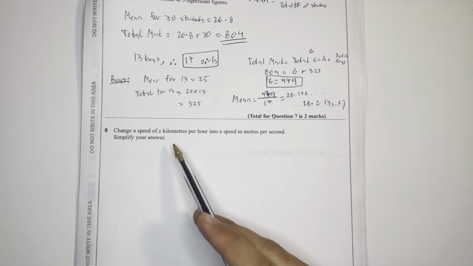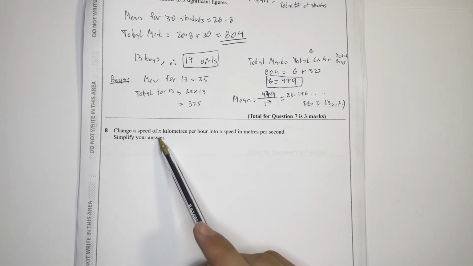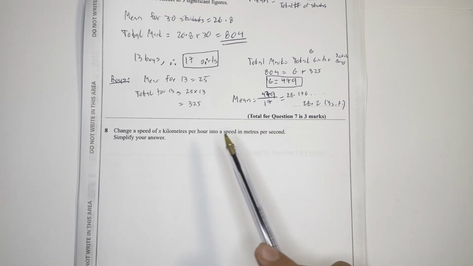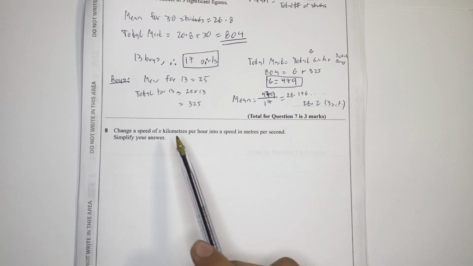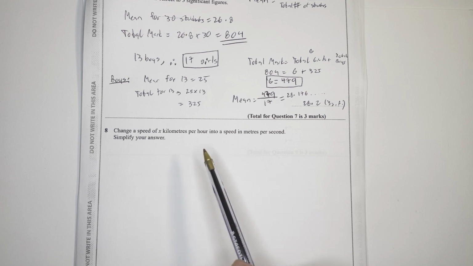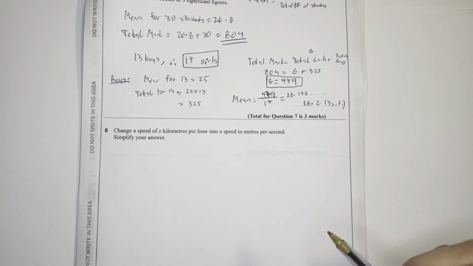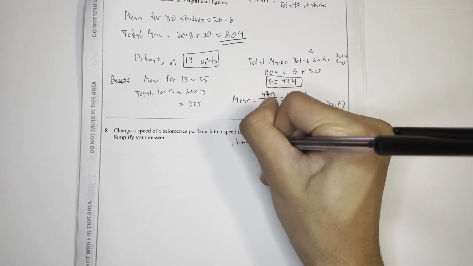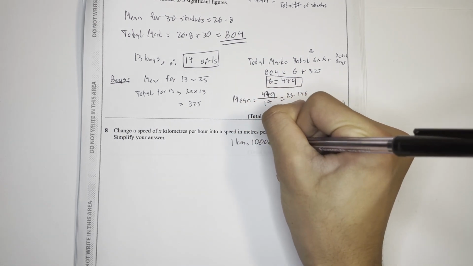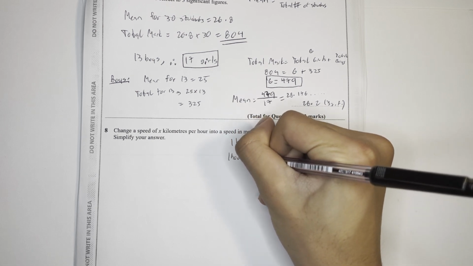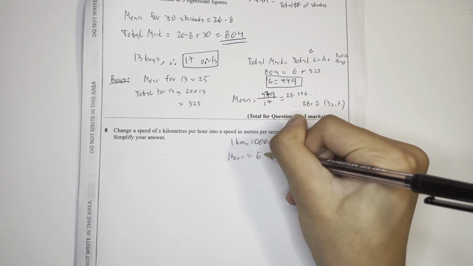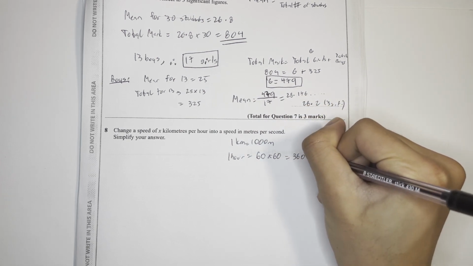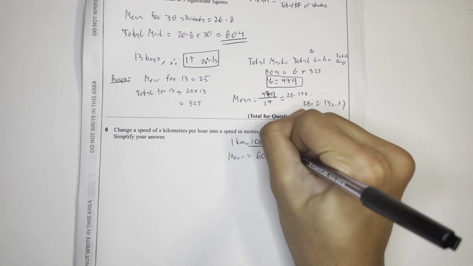The next question asks us to generally change a speed of x kilometers per hour into a speed in meters per second. So we're going to need two key pieces of information which you have to come into the exam knowing, and some of which you might already know. 1 kilometer is equal to 1,000 meters, and 1 hour in seconds is equal to 60 minutes times the 60 seconds in each minute, which is 3,600 seconds.